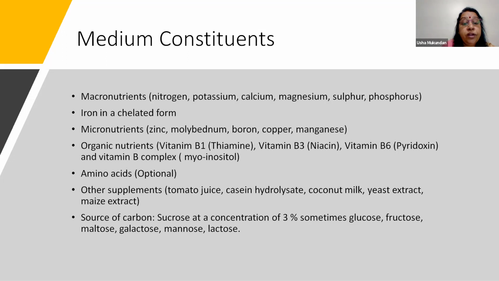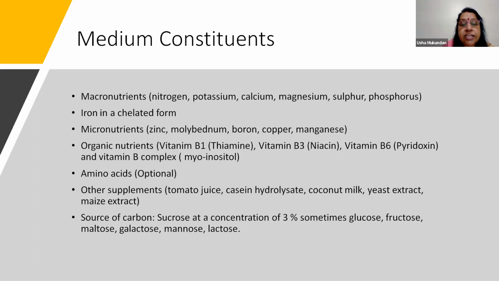Then you have organic nutrients, which are in the form of vitamins. Vitamin B1, thiamine, then B3 is niacin, B6 is pyridoxine, B complex. Myoinositol is also considered a growth stimulator. Now, some amino acids like glycine are required in certain culture media. So some plants require glycine for their differentiation and growth.